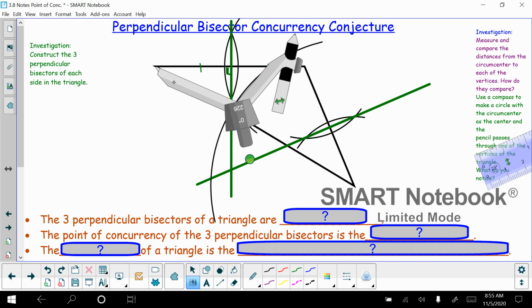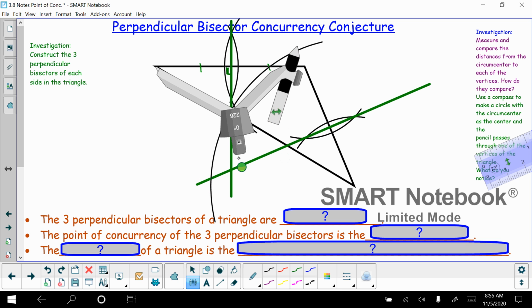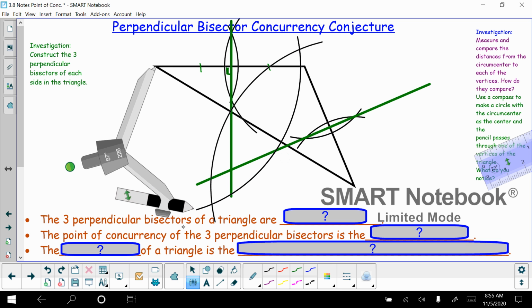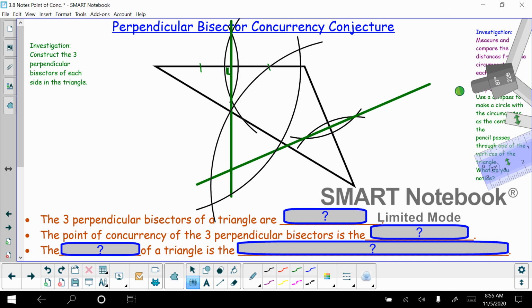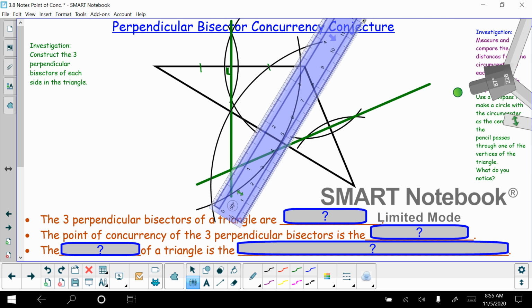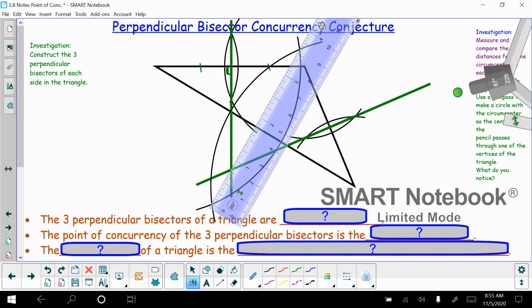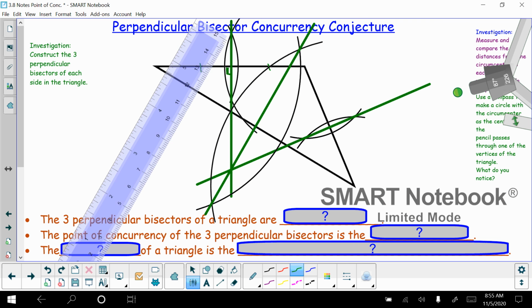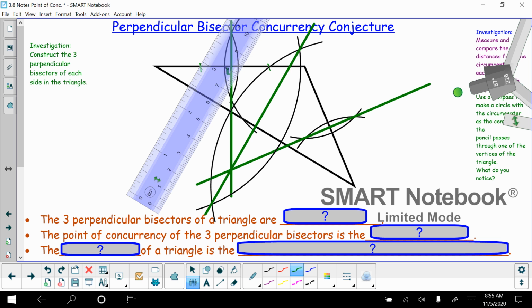I'm going to come over here to this point. Yes, I know those arcs are rather large, but I didn't want it to interfere with my green lines. So here's what I'm going to do. I'm going to line up those two intersections, and you can clearly see it is going to go through my other perpendicular bisectors. I'm just going to delete this because I want it out of the way.